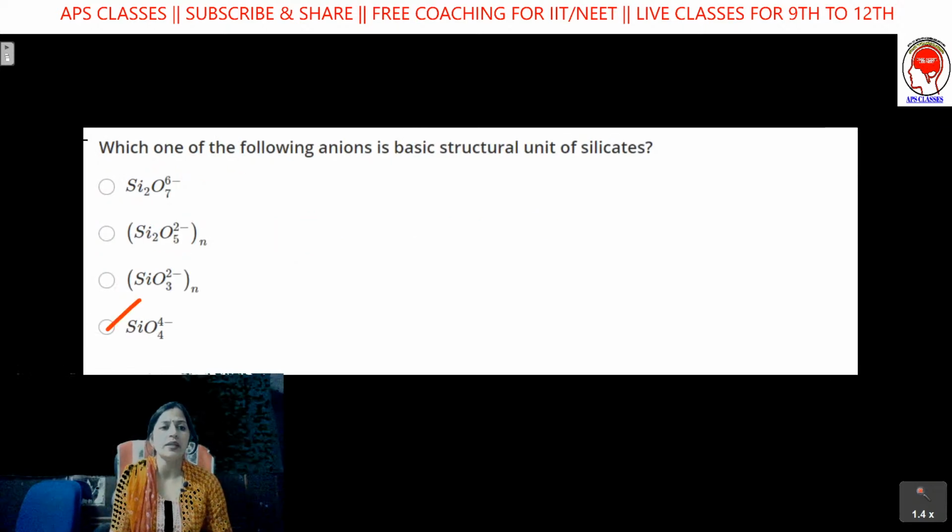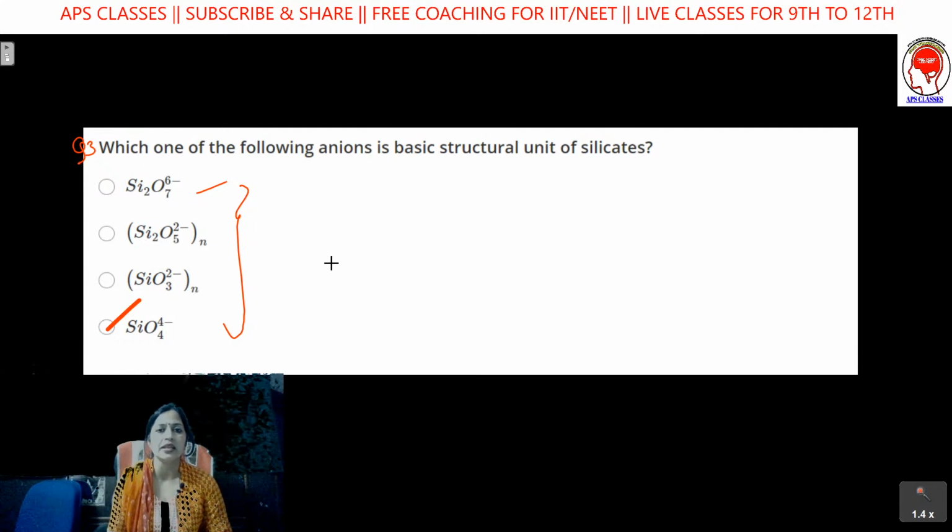Next is your question number 3. Which one of the following anions is the basic structural unit of silicates? Your options are Si2O7 6 negative, second one is Si2O5 2 negative, third one is SiO3 2 negative, and the fourth one is SiO4 4 negative. So there are 4 options for question number 3.